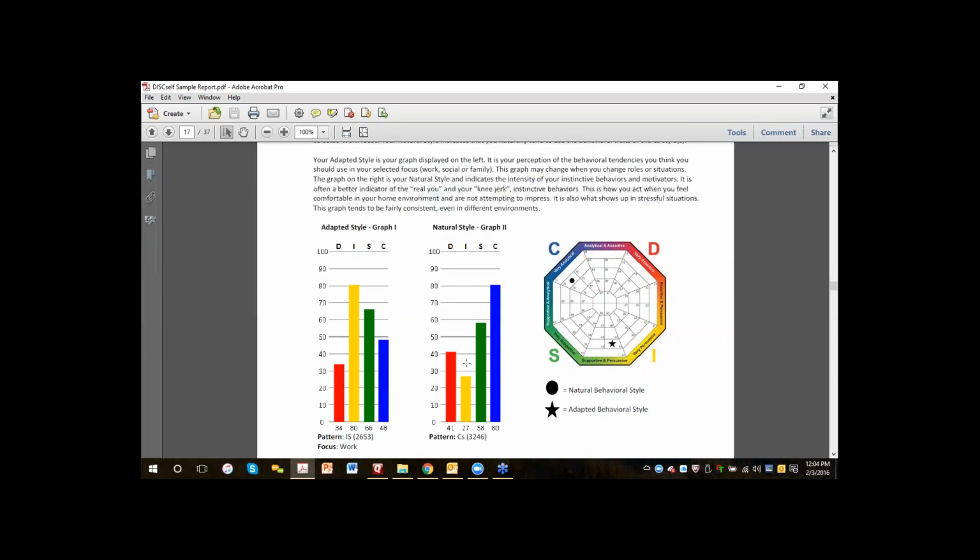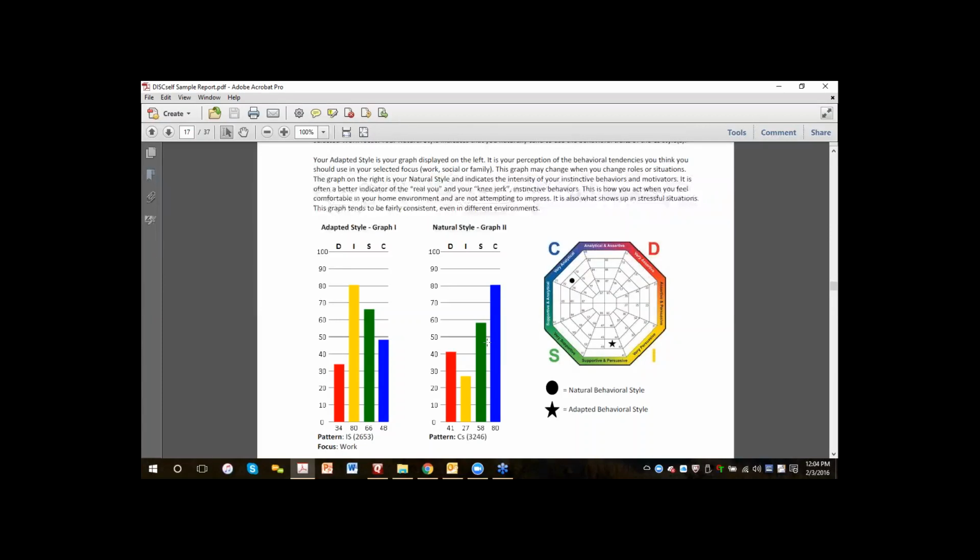You really need to have people focus on an environment as they're answering the questionnaire. I have rewritten the instructions for the questionnaire. I'm asking people only to focus on a work environment so that they're not confused about home or social or whatever. So make sure that when people are filling out the questionnaire they keep a focus on how they behave at work. I will tell you that this natural style graph very seldom changes over the years, all right? It is what it is.